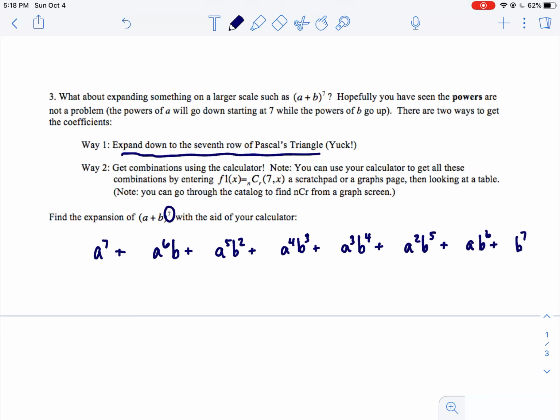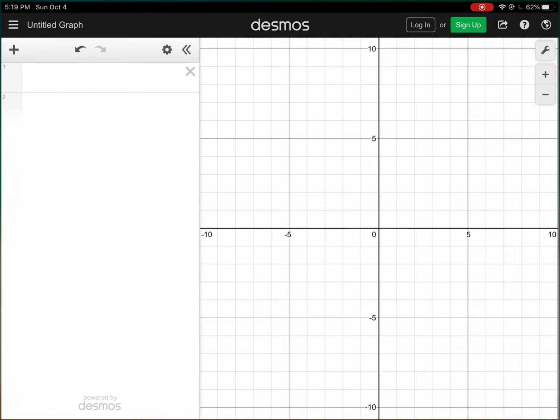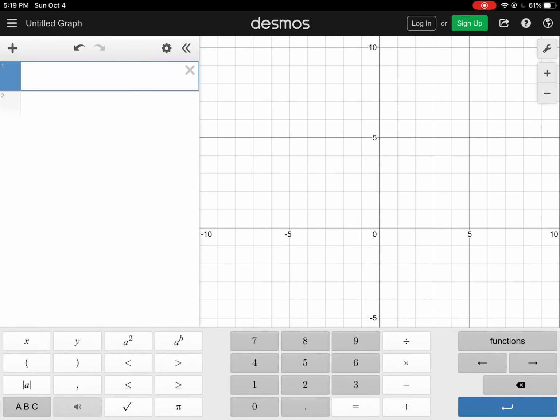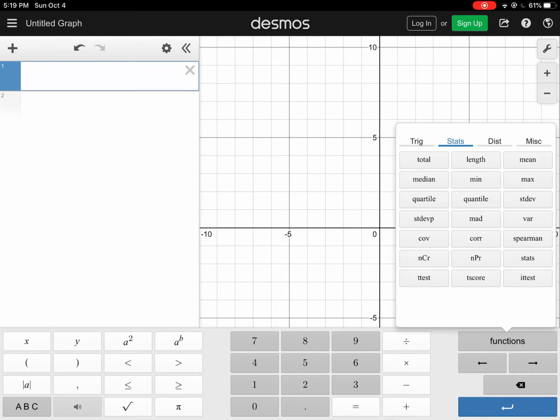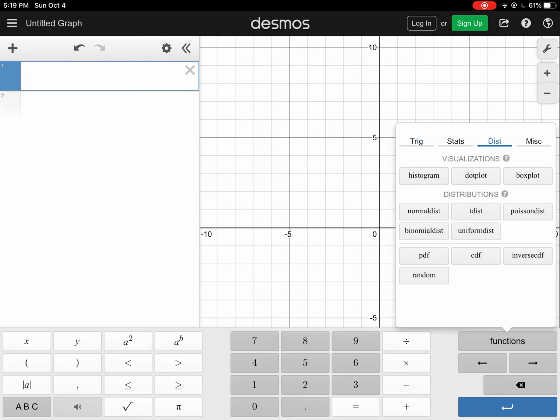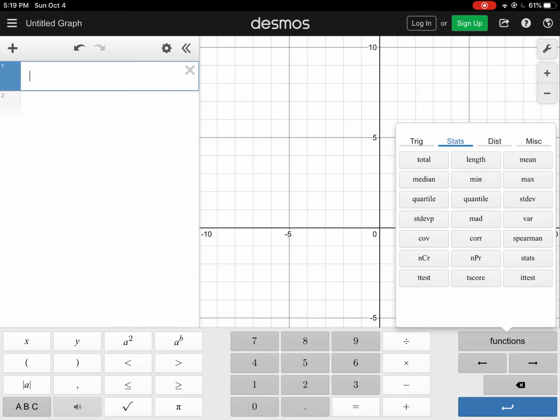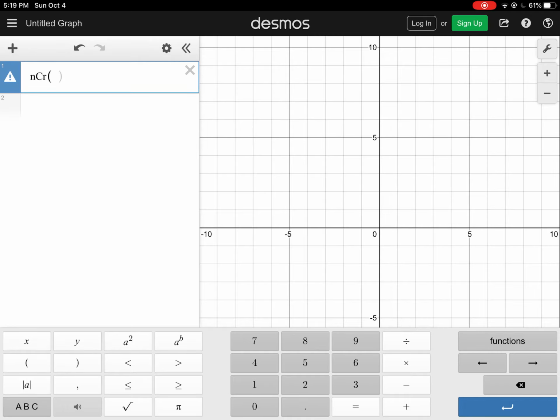But since I know most of us aren't using the Inspire right now, I wanted to show you how you can do this on Desmos as well. So if you pull up Desmos, you can do it on the graphing calculator. We really don't care about the graph, but it's easier to type in here. So you press on functions, and then you can choose between trig and the different things here. We actually want to look at statistics. So click over here on functions, go to statistics, and there's nCr.